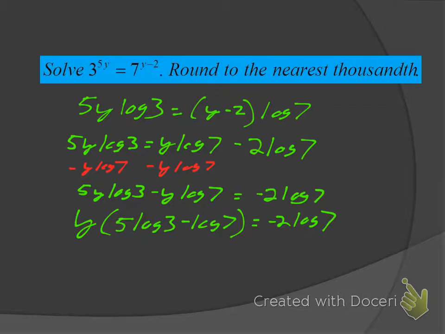Now, does that make sense? You're going to have to do that on every one of these steps where you have variables on both sides. You'll have another one coming up here in a second. Okay, everybody good?